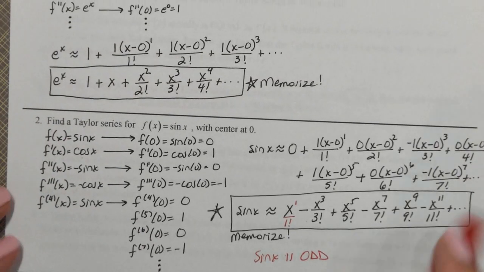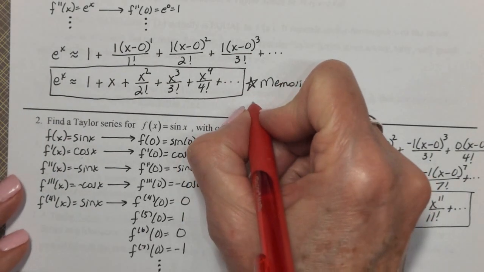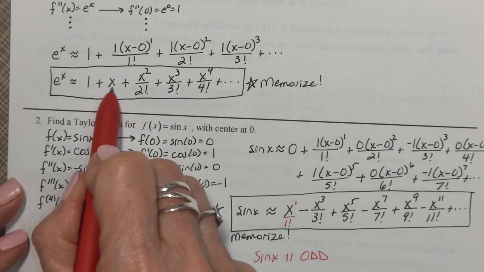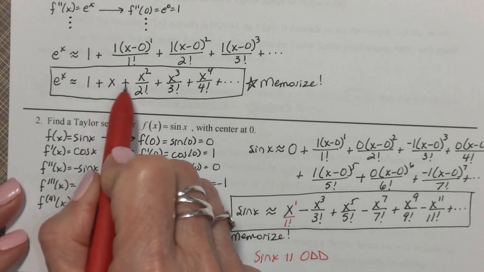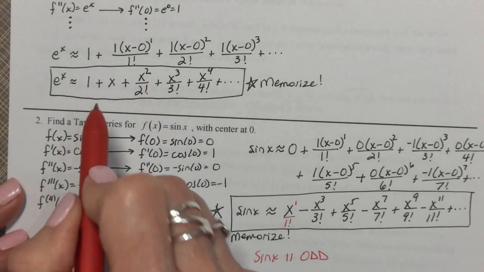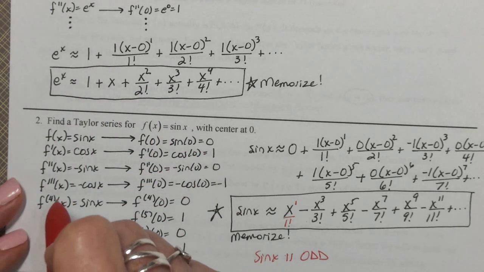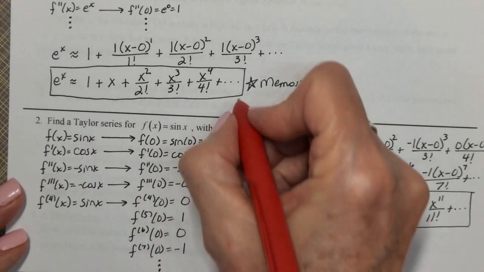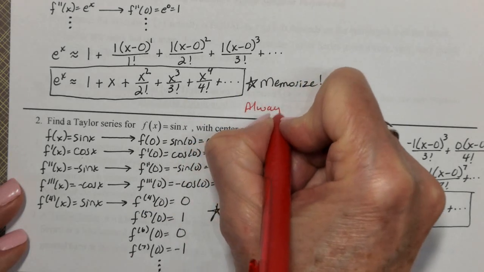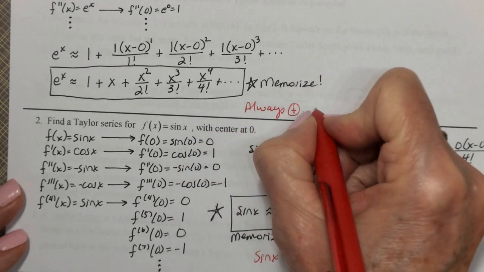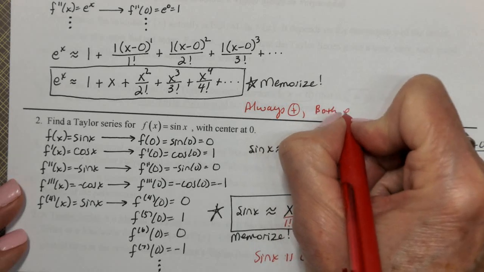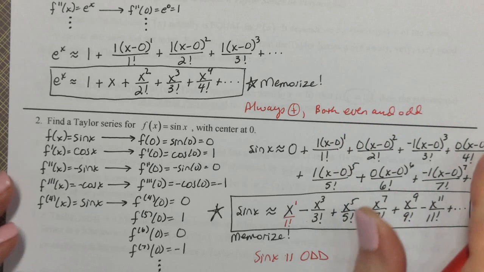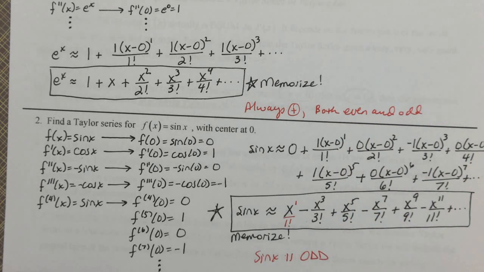E to the x, I think of e to the x, it just has everything. It has all the evens, it has all the odds. And it is always positive, just like e to the x. E to the x is always positive. So it totally makes sense to me that this should be always positive. So always positive, and both even and odd. Powers and factorials. And that's how I remember it.